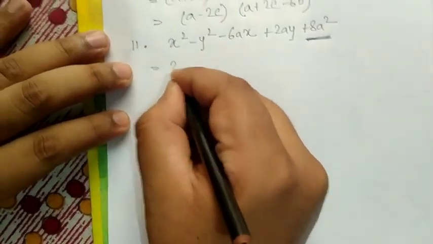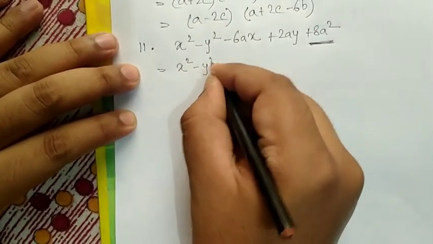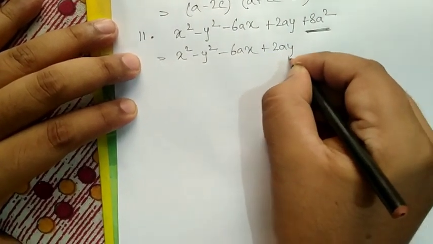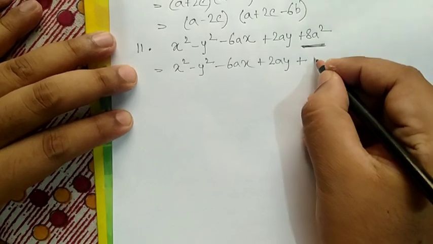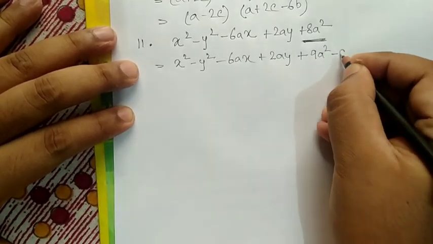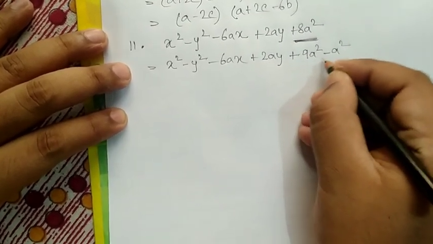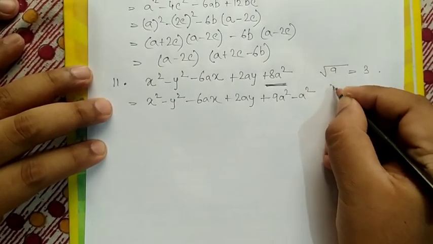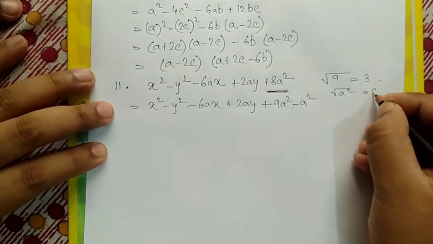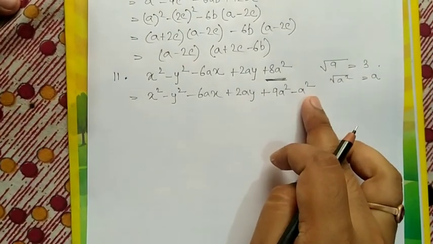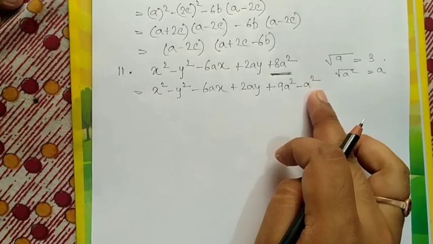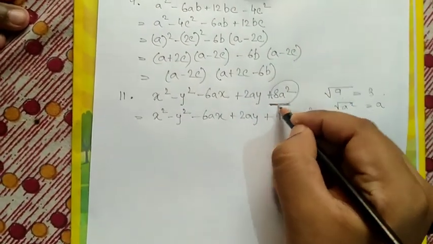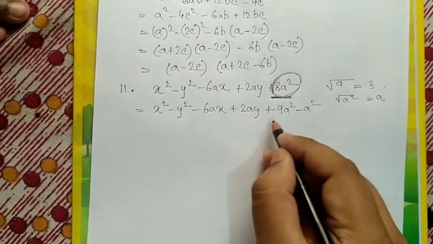So therefore first of all this should be written in this way. After that, 8a square can be written as 9a square minus a square. This term 9a square, root over 9 means 3 and root over a square means a. So therefore these two terms can be reduced by using square root, but we can't use this term, so therefore we have to put it in this way.